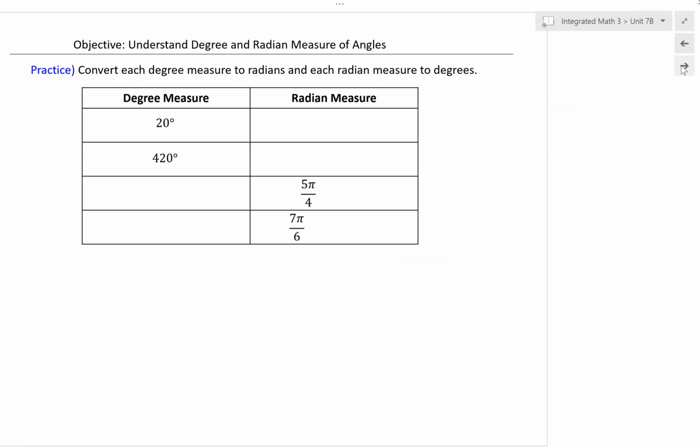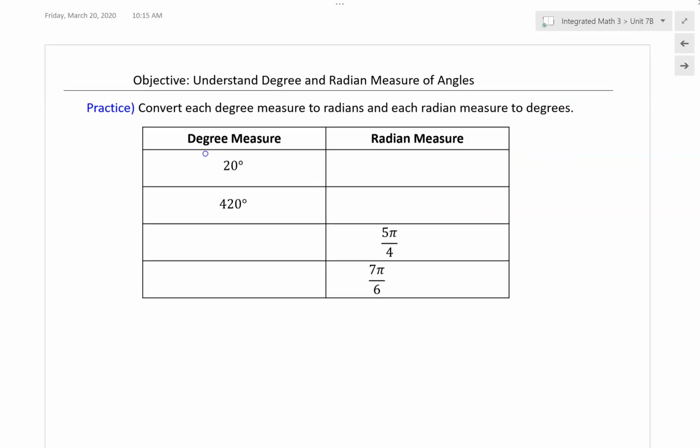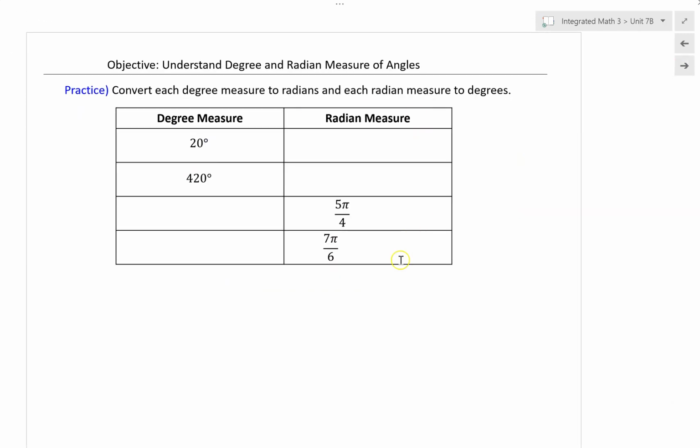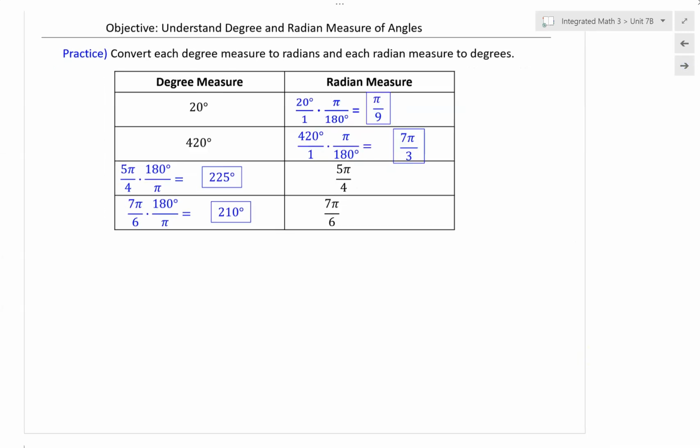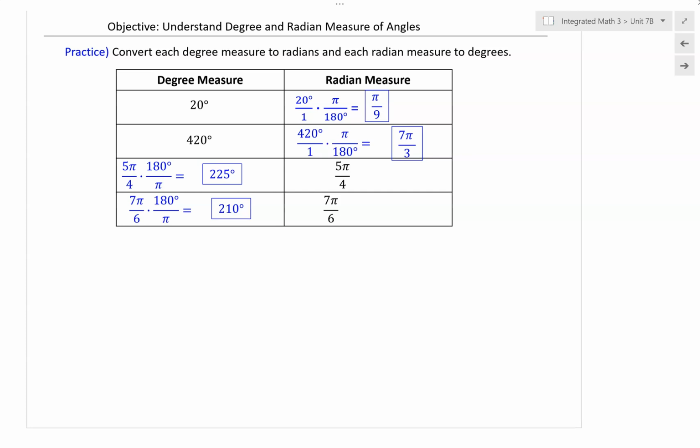Here are some practice problems. Please go ahead, pause the video. I want you to try these. All right, hopefully you have paused the video. Here is the solution. Okay, so 20 degrees over 180. Hey, that's 1/9, right? Pi ninths. And then 420 degrees. If I convert that, that ends up being 7 pi over 3. That one was reducible by 60. Okay, and then the next ones are 225 and 210 degrees for your answers.